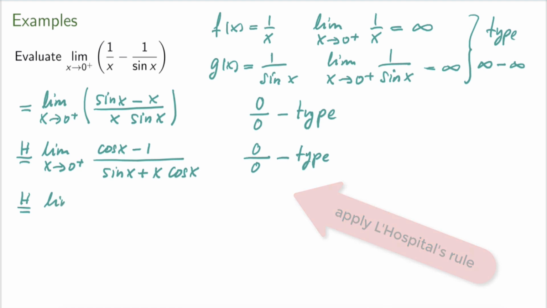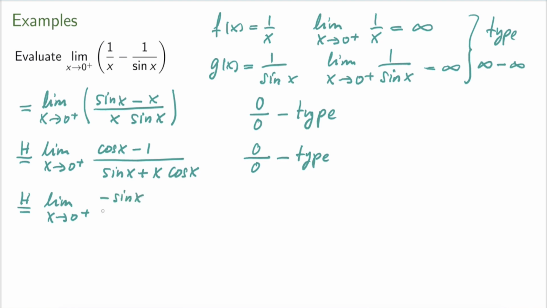Okay, limit x goes to 0. So we differentiate the cosine, which is minus sine. Differentiating the 1 is 0. Derivative of sine is cos. And then differentiating x cos x, we have a product rule. So we get plus cos x and then minus x sine x. Right? The derivative of cos is minus sine. So we get a minus. Okay, let's see what type it is now.